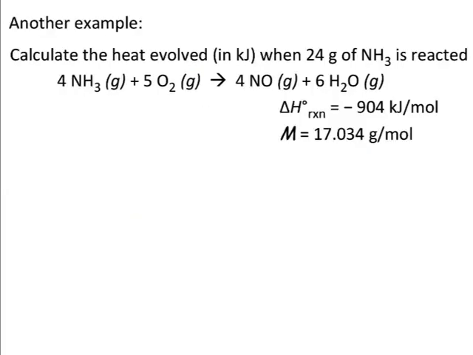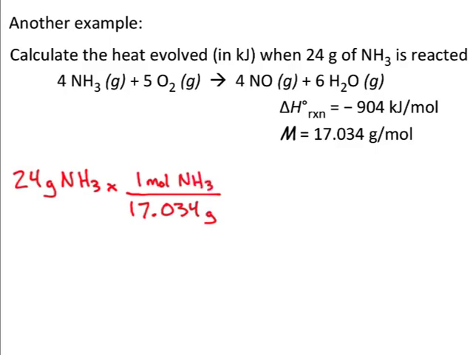Alright, so here's another example. Calculate the heat evolved in kilojoules when 24 grams of ammonia are reacted according to the following equation. So first, a pop-up question. Is this going to be negative or positive? Okay, and now let's do the problem. So we start with the 24 grams of ammonia, and then we need to convert that into moles. So here's the conversion to moles.